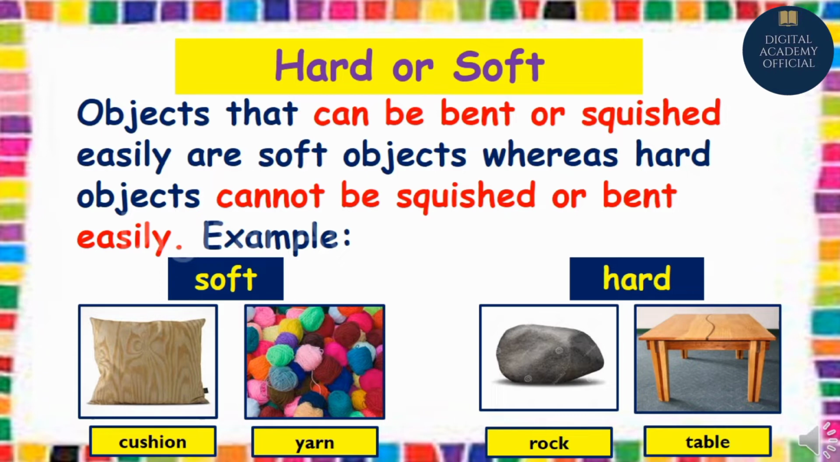Hard objects are those which cannot be squished or bent easily. For example, a hard rock or a hard stone. Can you try to bend it? No. Also, a wooden table. That is also hard. We can knock on it, but we can't bend it or squish it, can we?